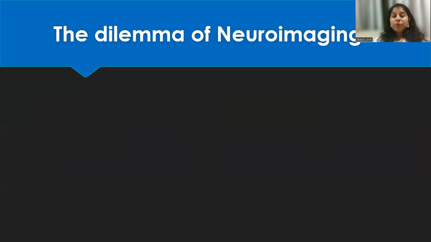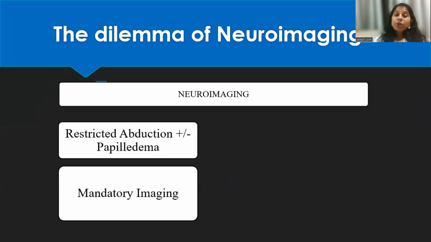The next question, if any child who presents to you with sudden onset esotropia, should it be subjected to neuroimaging? Well, as I already explained, if there is a restricted abduction, whether there is a papilledema, disc edema or not, always consider it as a sixth nerve palsy. A mandatory neuroimaging has to be done.